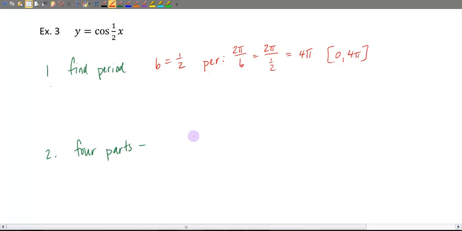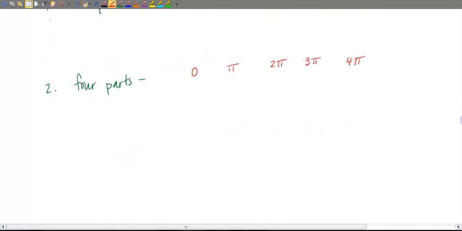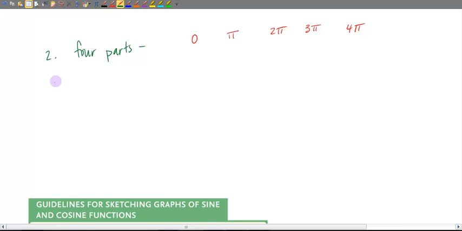My 4 parts occur between 0 and 4 pi. Halfway between 0 and 4 pi is 2 pi. Halfway between 0 and 2 pi is pi. And so therefore, if I'm incrementing by pi, then I'm going to add pi to this, and I get 3 pi. So these are the new values that I'm going to put on my x-axis when I draw this. So that's the third part, graph.